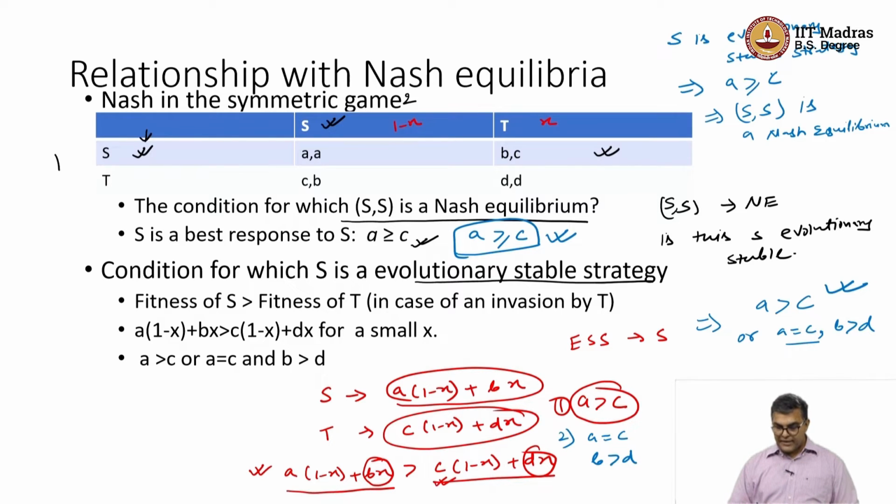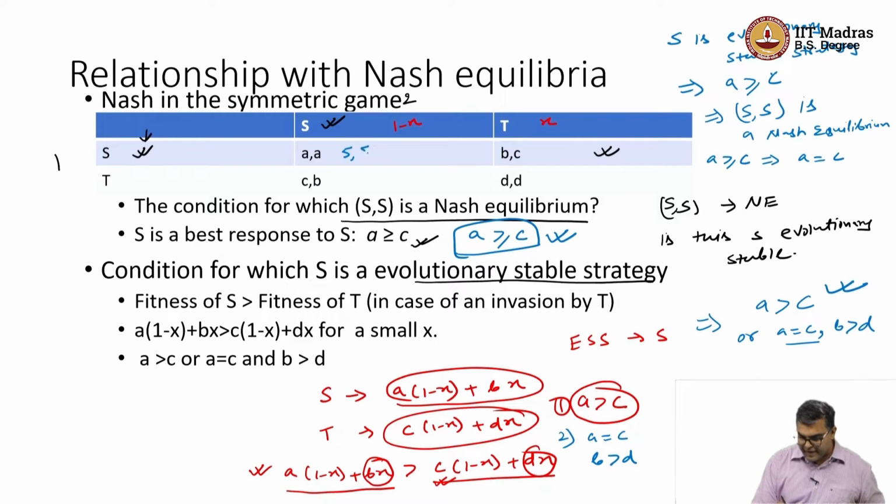How about the other way? If S comma S is a Nash equilibrium, can we say that S is evolutionary stable? We cannot necessarily say that S is evolutionary stable. Can you think of A greater than or equal to C? It is very much possible that A is equal to C. We can think of here 5 comma 5 and here 5 comma 3.